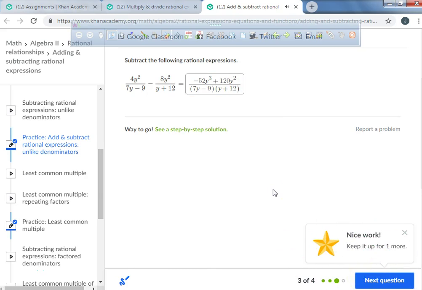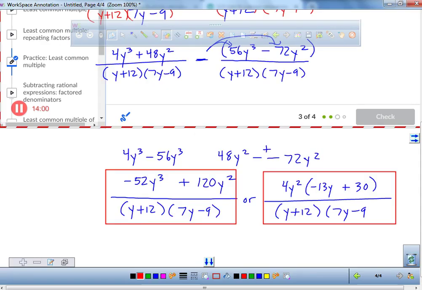Sometimes you're going to get ugly answers. You just got to trust in the process. Okay? Well, why did I factor everything out? I was thinking, sometimes things might cancel out if they're the same factor. But if they don't cancel out, then you got to leave it as it is.